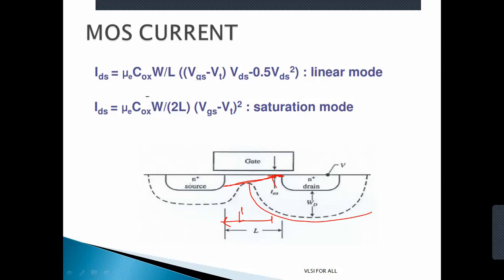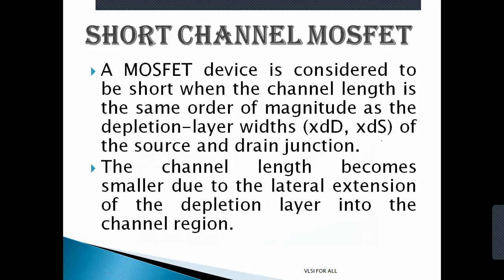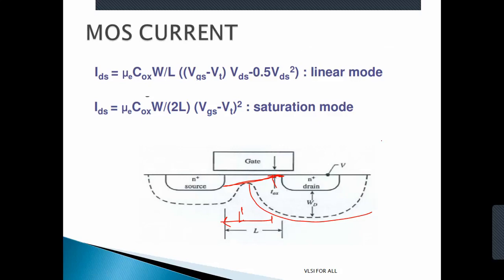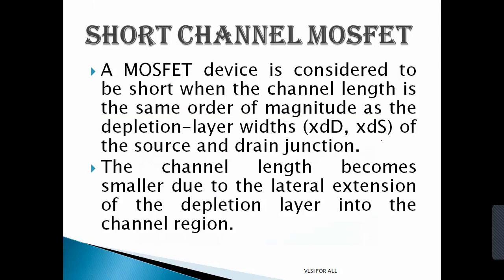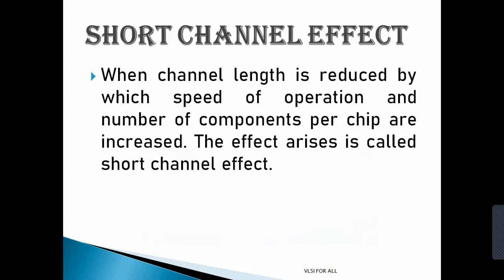So the channel length of the device will decrease, so the device is called short channel device, or we can say short channel MOSFET. Due to reduction of the channel length, the speed of operation of the device will be increased, and also the components per chip that we have used in VLSI or chip designing will increase, and the effect is called short channel effect.